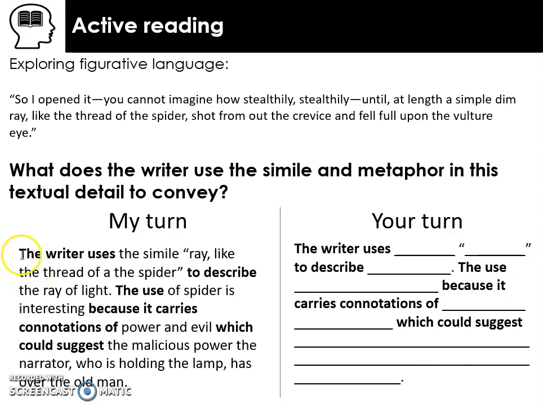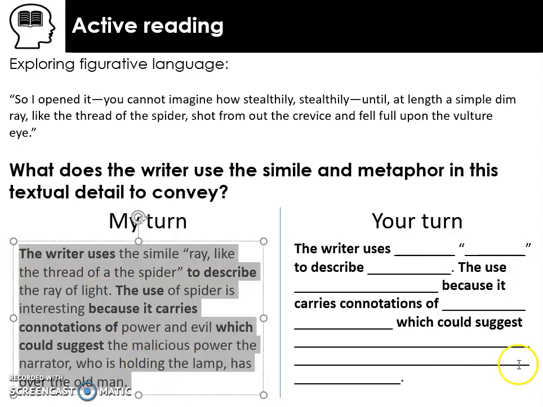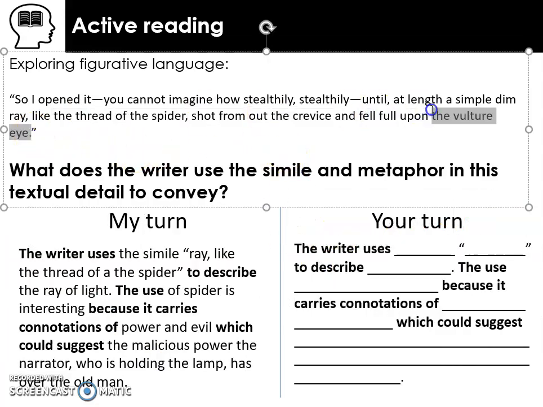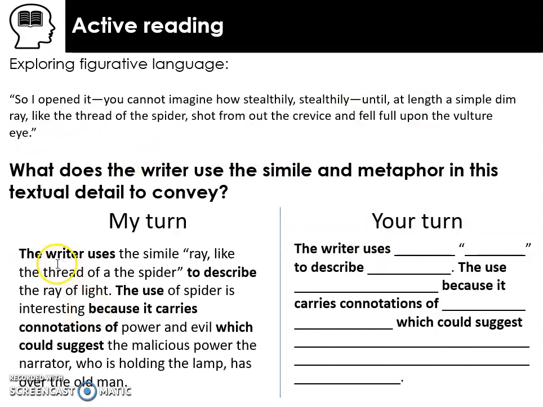I'm going to show you my example. Then I'd like you to use these sentence stems and write your own one about the metaphor, the vulture eye. So, my turn. The writer uses the simile ray like the thread of a spider to describe the ray of light. The use of spider is interesting because it carries connotations of power and evil, which could suggest the malicious power the narrator who is holding the lamp has over the old man.